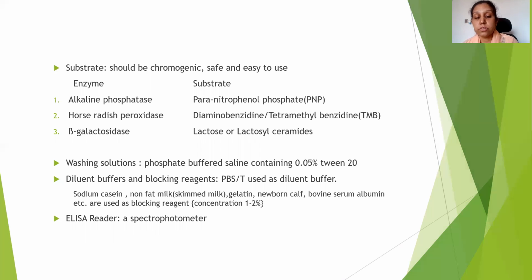For washing solutions, we take buffers, that is phosphate buffered saline, which contains 0.05 to 0.2 percent Tween, and dilution buffers and blocking agents like PBS or PBS-T used in dilution buffers. The blocking agents can be sodium caseinate, non-fat milk, gelatin, newborn calf serum, bovine serum albumin, etc. And we need an ELISA reader, that is a spectrophotometer. So these are all that we require.